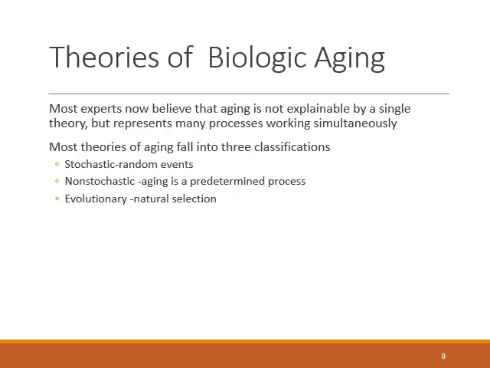So some theories of biological aging. Most experts now believe that aging is not explained by one single theory, but represents many processes working simultaneously. Most theories of aging fall into three classifications. Stochastic, which is like random events of aging, random events occur that make you age faster or slower. Non-stochastic, in other words, aging is a predetermined process. You're going to be this way at 20, this way at 30, this way at 40.